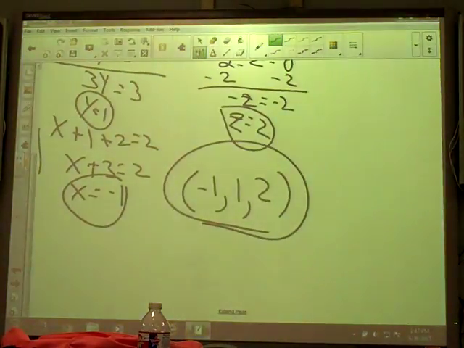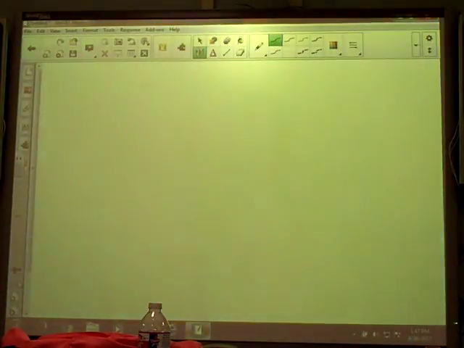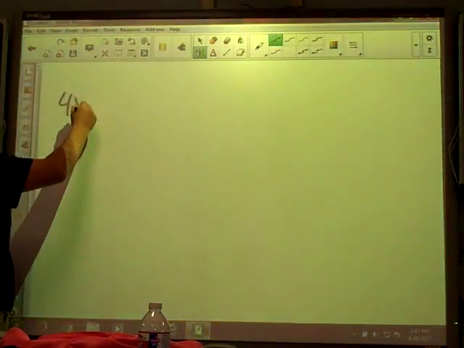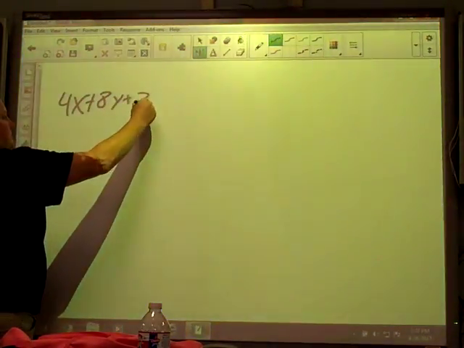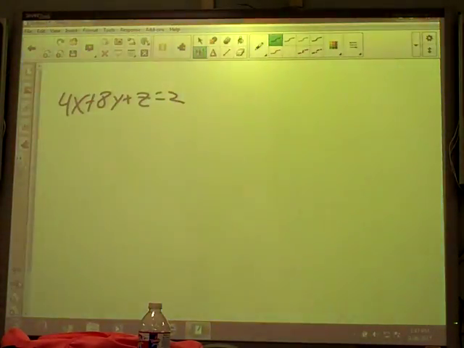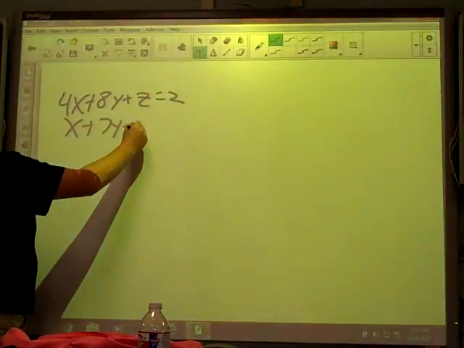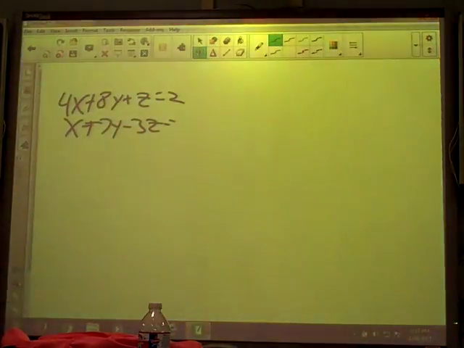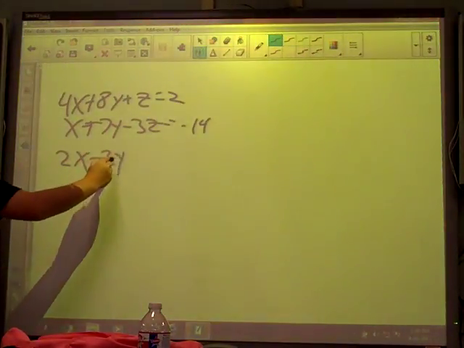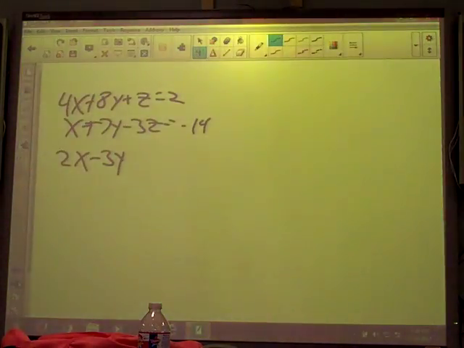Alright, got what we need there? Okay, this next one's not going to have a 2-for-1, I don't think. 4x plus 8y plus z equals 2. Then we've got x plus 7y minus 3z is equal to negative 14. And then my last one says 2x minus 3y plus 2z is equal to 3.